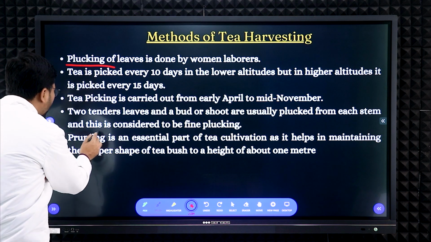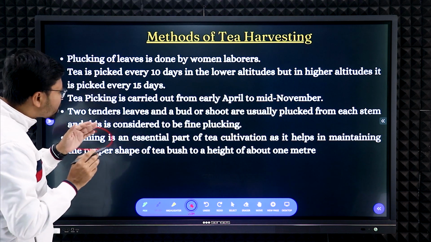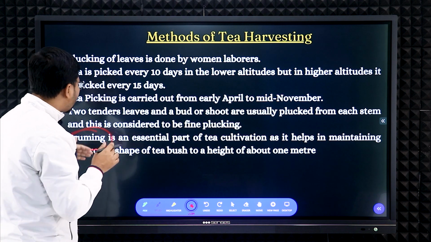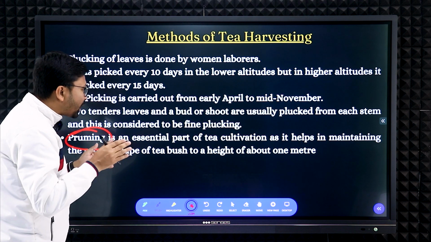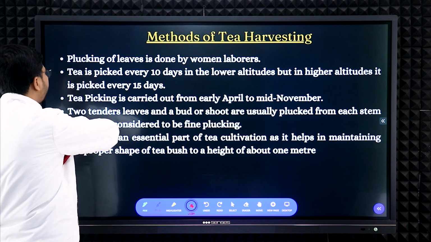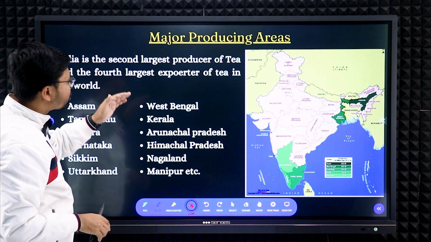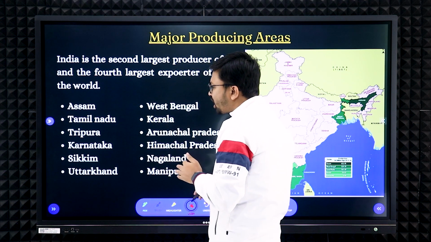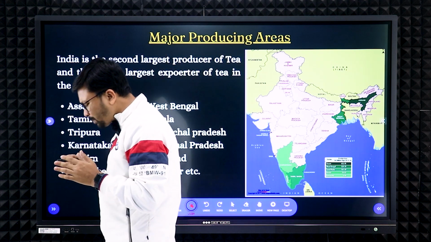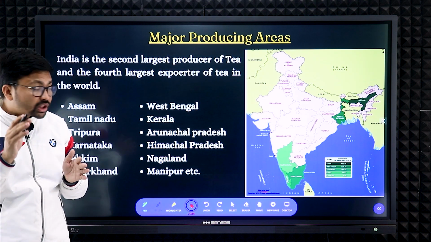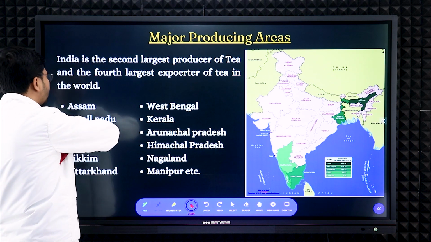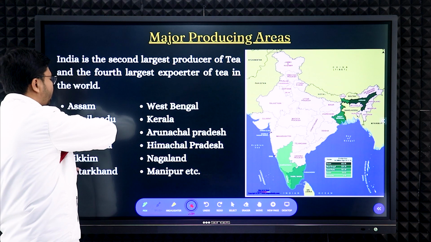Pruning is another important term here, right? Mark those important terms. Just know the features, what it means by plucking, by pruning, and the clonal methods. All those things you need to remember, right? Now the major producing states, as I said: Assam, West Bengal, Tamil Nadu, Kerala, Karnataka, those are the places basically. Even the northeastern states are major tea producing areas.